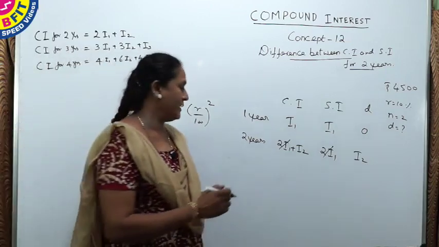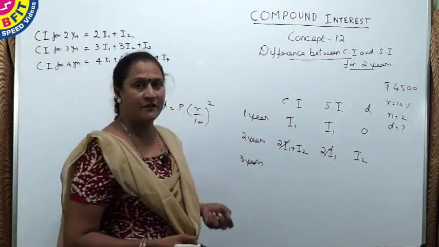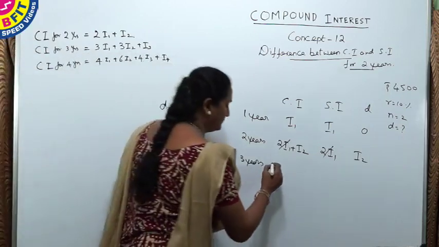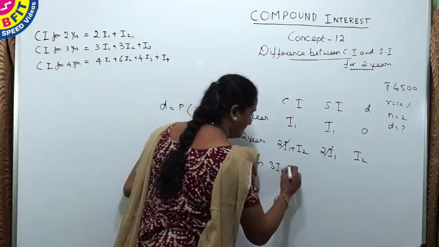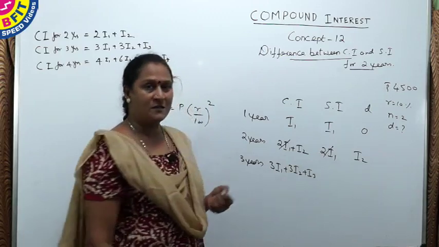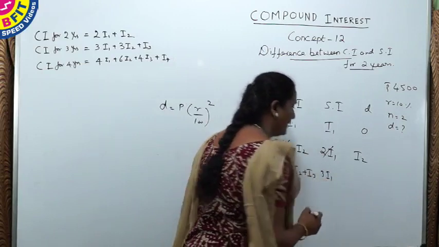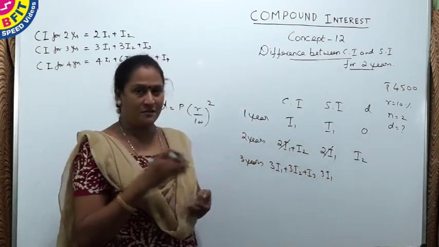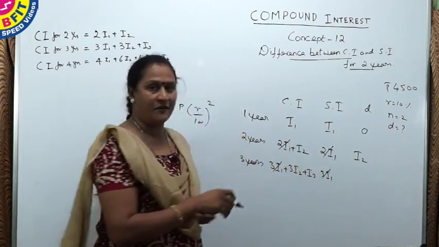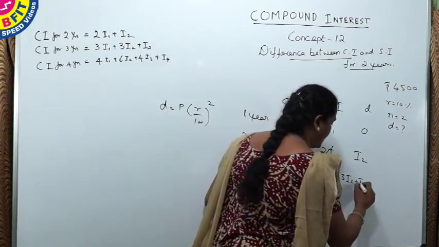And if they ask for 3 years, what is compound interest for 3 years? It is 3I1 plus 3I2 plus I3. And what is simple interest for 3 years? It is just 3I1. The difference between compound interest and simple interest for 3 years: the simple interest is 3I1 again, so the difference will be 3I2 plus I3.